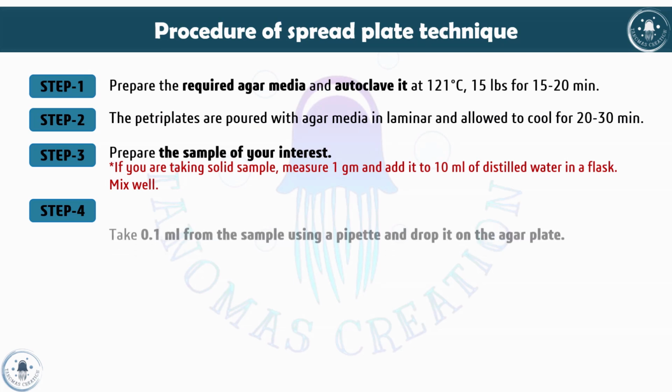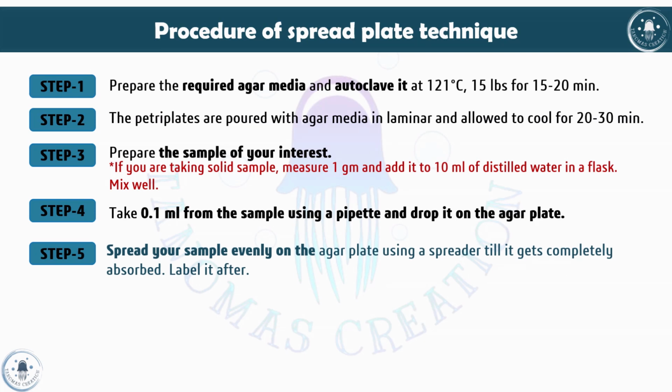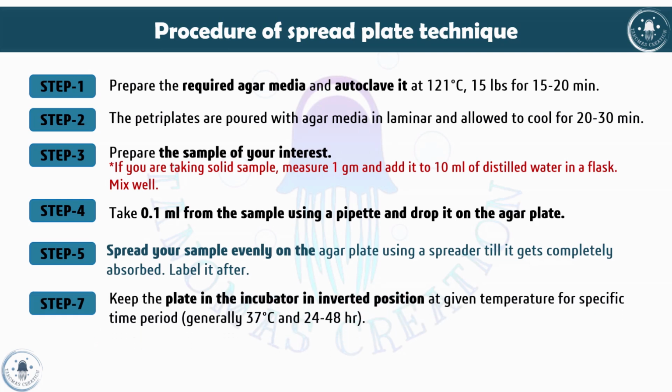So in step 4, take 0.1 ml from the sample using a pipette and drop it on the agar plate. And then you spread your sample evenly on the agar plate using the spreader. You need to make sure that you do not push too hard on your agar plate so that the agar does not get broken. Okay, so you need to do it very softly. You just need to spread the culture over your media till it gets completely absorbed and then label it. Then keep the plate in the incubator in inverted position at the given temperature for a specific time period. Generally it takes 37 degrees Celsius and 24 to 48 hours.